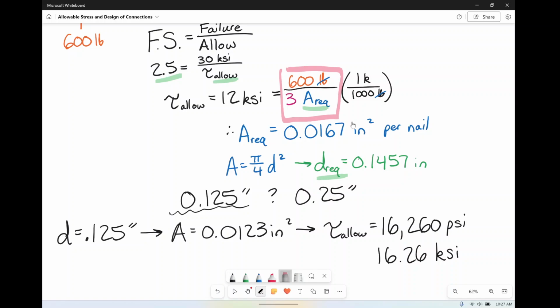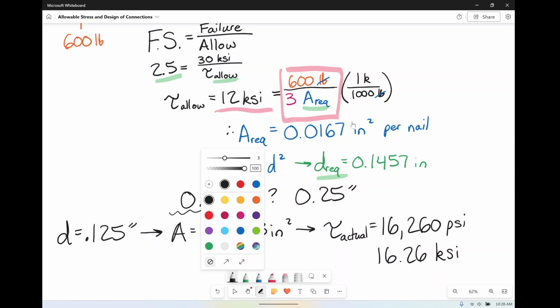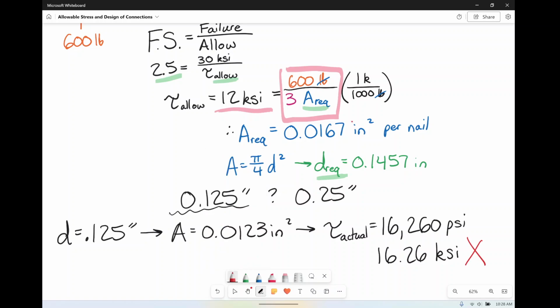And I think we don't really have to go any further than this. It's not really allowable at this time. At this point, it would have been actual. If you got an actual value of 16 KSI and you were only allowed to have 12, obviously you can see that this was a no good.